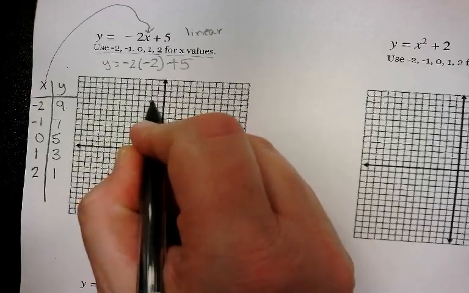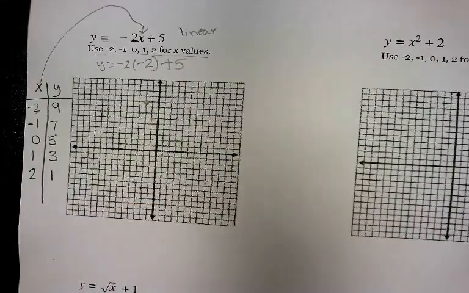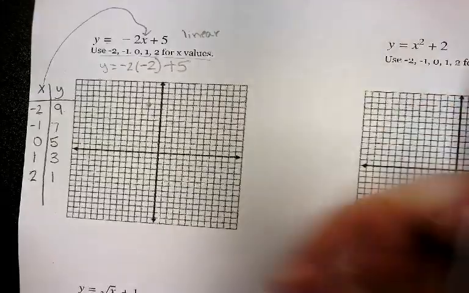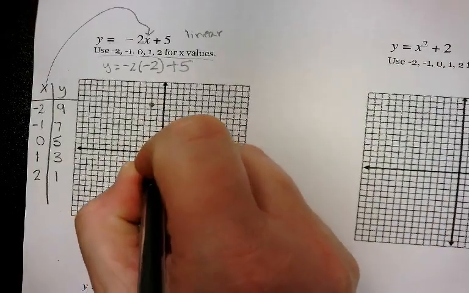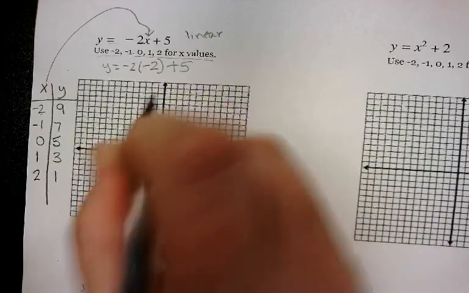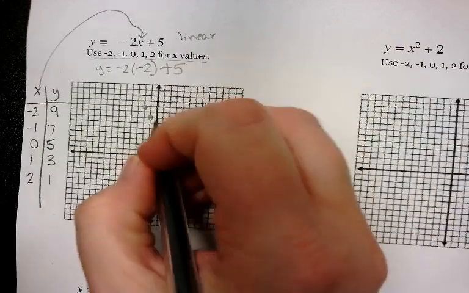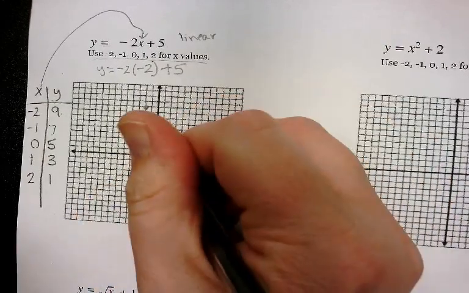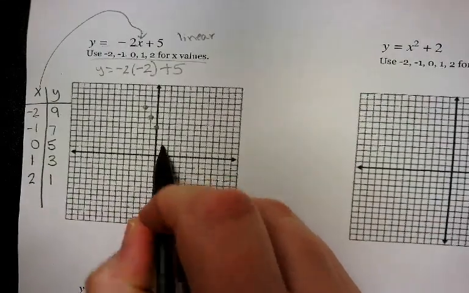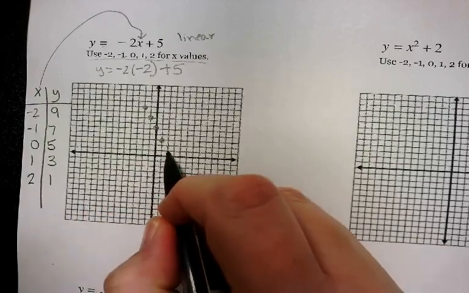Our next one is negative 1, 7, excuse me. Negative 1, 1, 2, 3, 4, 5, 6, 7. 0, 5. 1, 2, 3, 4, 5. And 1, 3: go to the right one because it is positive 1, and then 1, 2, 3. And then 2, 1: one to the right, 2, up 1. Here we go. Now, we got our points.